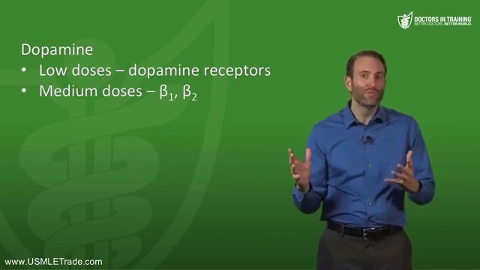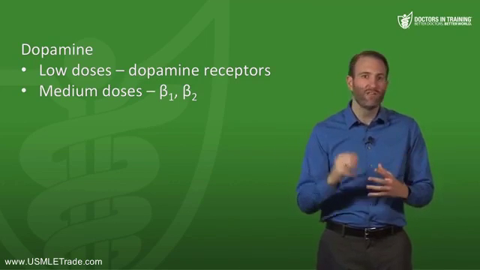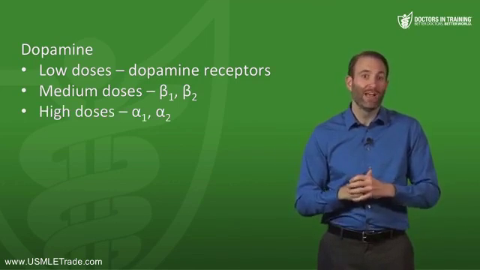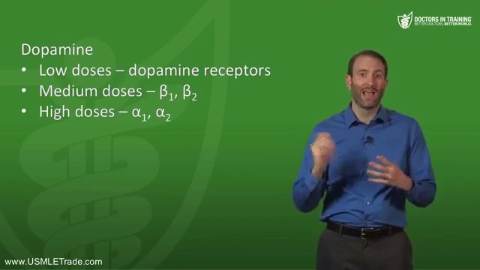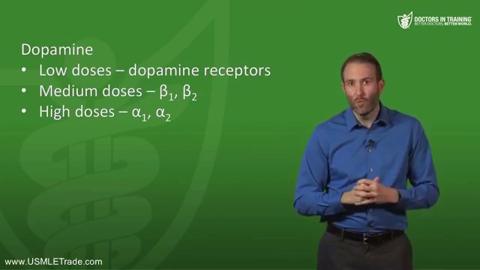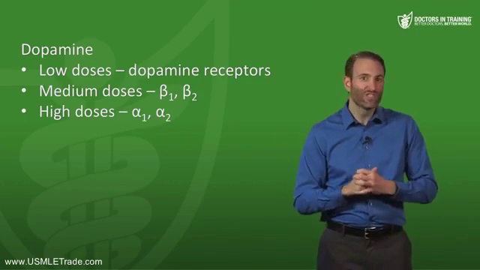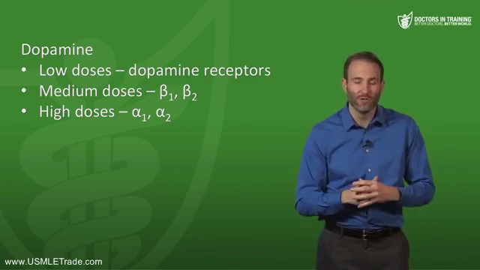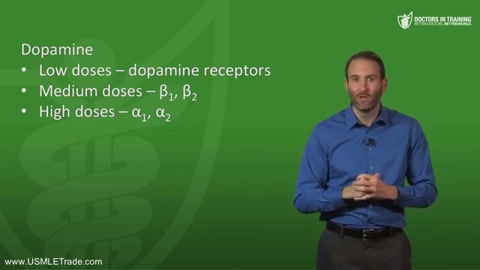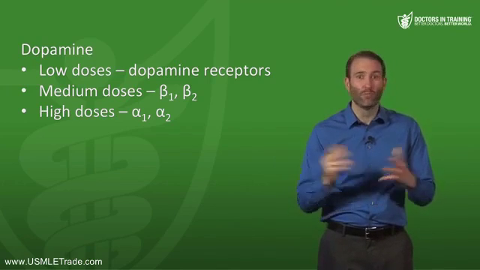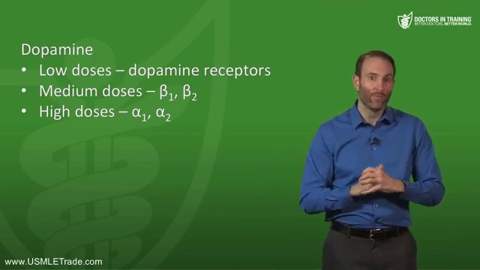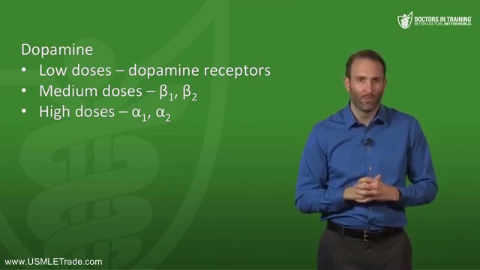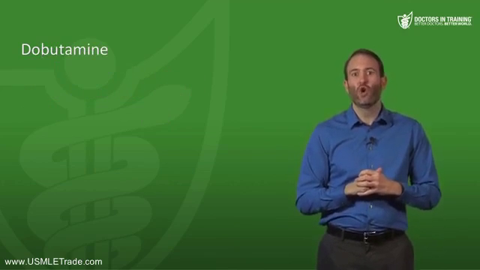Now, at medium doses, we see a change here. We see stimulation of beta-1 and beta-2. And at very high doses, you're actually going to start stimulating alpha-1 and alpha-2. So dopamine can be used in shock. It was thought that the stimulation of those dopamine receptors actually helped with renal perfusion, but studies now have shown that dopamine when used in shock actually doesn't improve renal function at all, so don't remember that one anymore for renal problems.